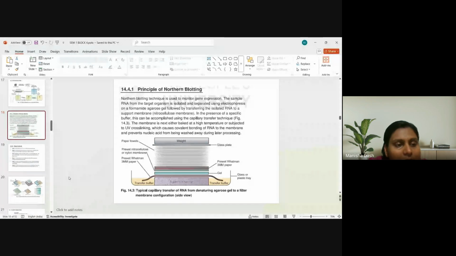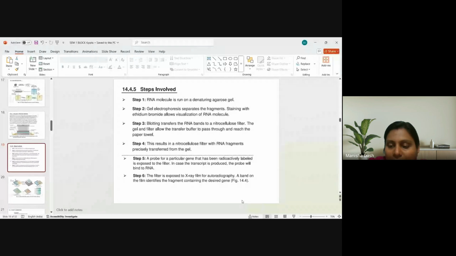Then you can subject it to further processing. So further processing, there are the steps. The RNA molecule is run on a denaturing agar gel. The gel electrophoresis separates the fragments. Staining with ethidium bromide, or EtBr, allows the visualization of the RNA molecule. The blotting transfers the RNA bands to a nitrocellulose filter or membrane. The gel and the filter allow the transfer buffer to pass through and reach the paper towel. This results in a nitrocellulose filter with the RNA fragments precisely transferred from the gel.